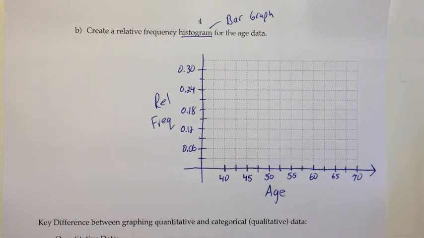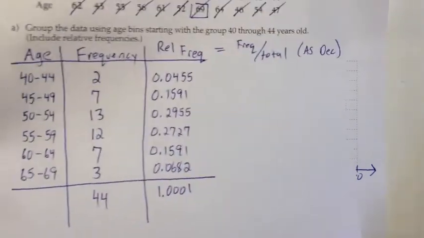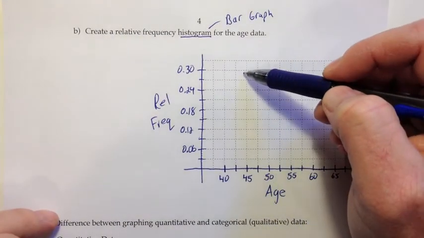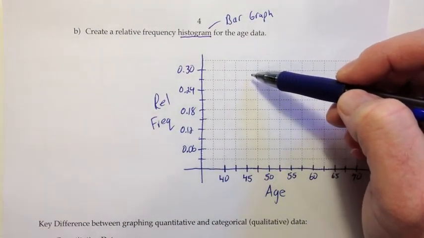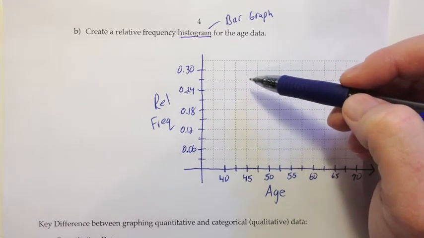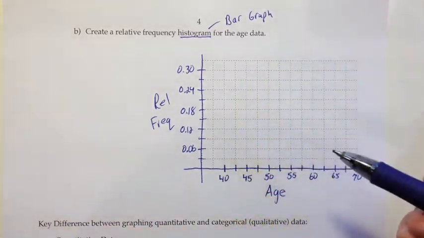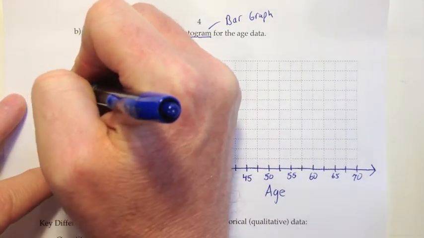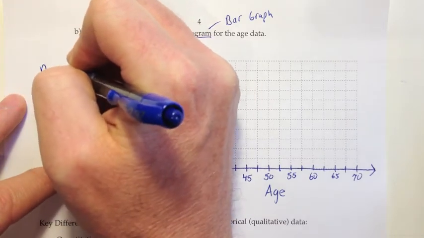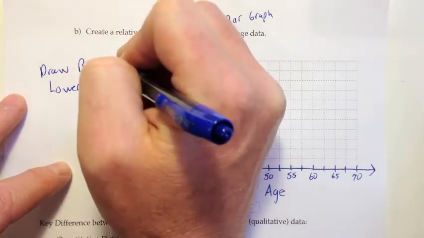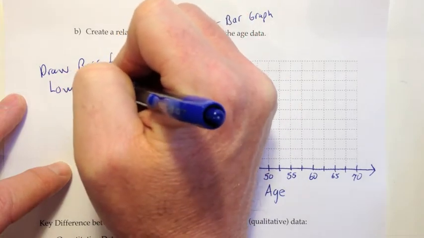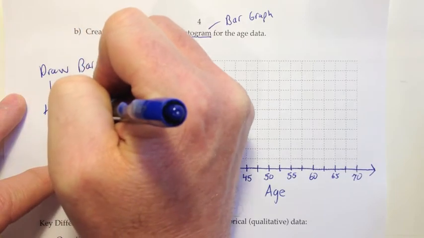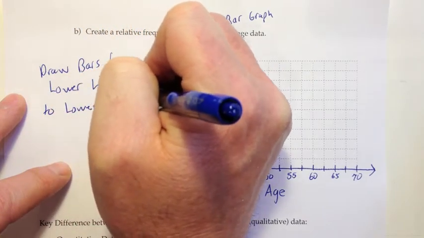So how do I know that's a decent scale to use? Because my biggest relative frequency is 0.2955. That will be up to about here, and what I'm looking for is for my tallest bar to go over halfway up so that I don't have squashed bars, and I definitely want it to fit. Now when you go to draw your bars, they go from lower limit to lower limit. So we're going to draw our bars from lower limit to lower limit, also referred to sometimes as the lower boundary.